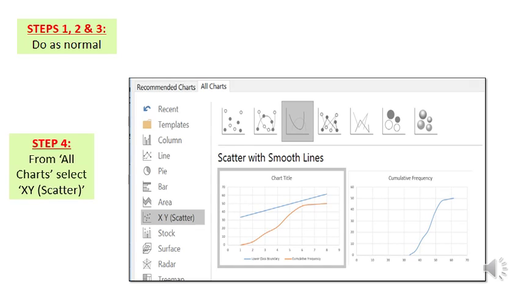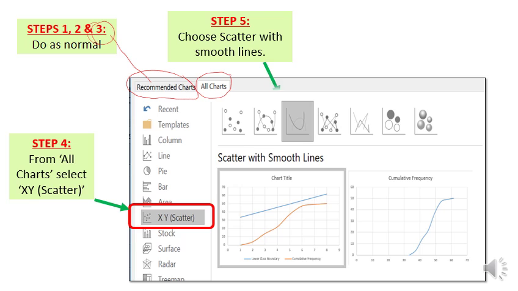So steps 1, 2, 3 are the normal. So you select all your data and you go to insert, choose your standard. 3 here would be go to recommended charts. However, now you select the all charts option directly next to it. And from the list it gives you, you're going to choose your XY scatter. So we're going to do a scatter plot. Now at the top you can see all the different types of options it's giving you. We're going to choose the scatter with smooth lines.